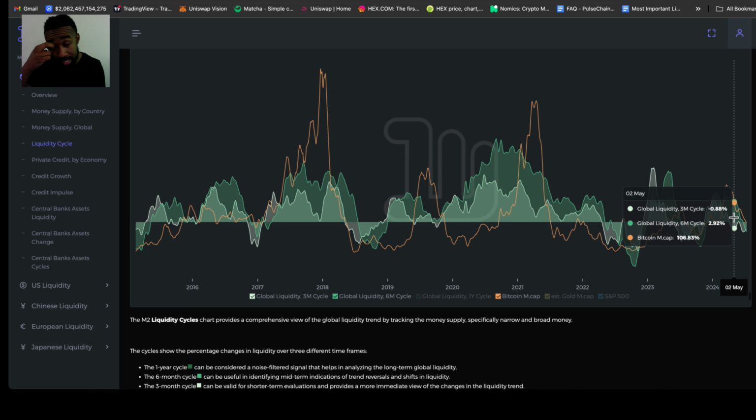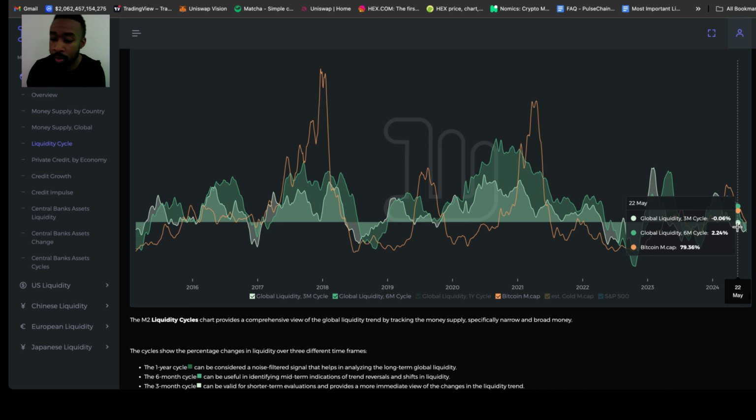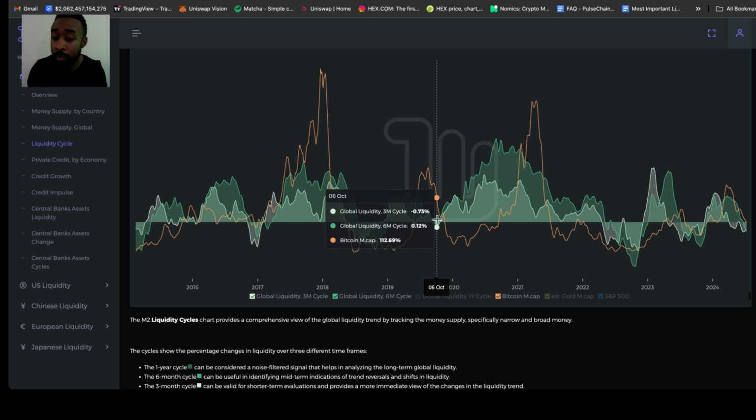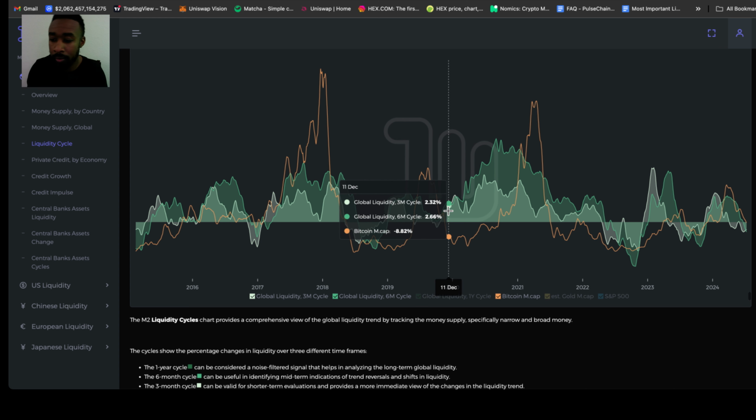And this is a nice thing to see, because when I'm going to get very excited is when we start to see this 3 month and the 6 month liquidity measure go back above the midline and start to expand above the midline in positive percentile. That means Bitcoin is going to be coming thereafter. So very, very important for us to know.